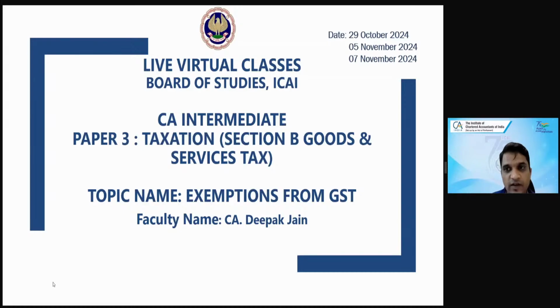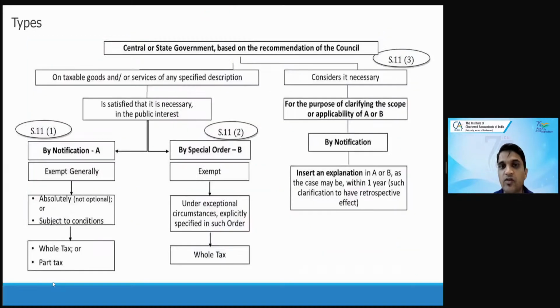We understood the basics of exemptions and the relevant section. Because we know 9 is the charging section, 7 is supply, and then section 11 is for the exemption. Section 11 says that you can give an exemption either through a notification or through a special order. And if you feel any amendment has to be made, or you need a clarification, then you can insert an explanation by a notification.